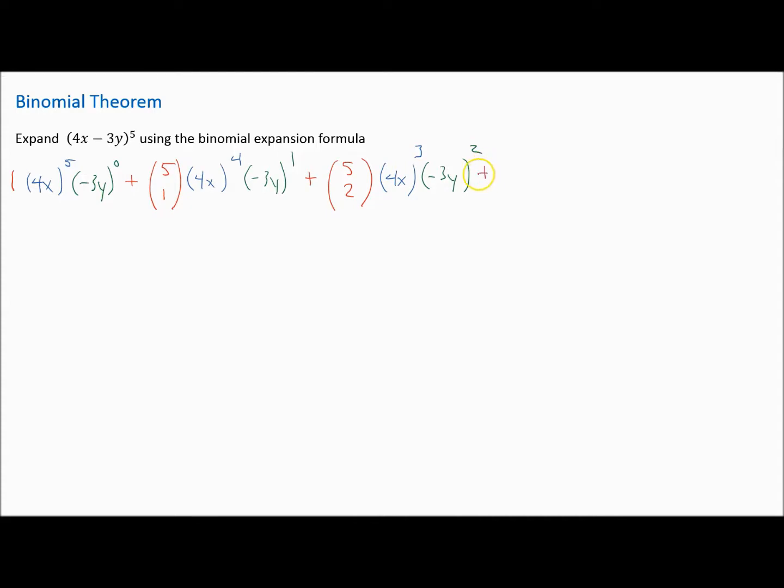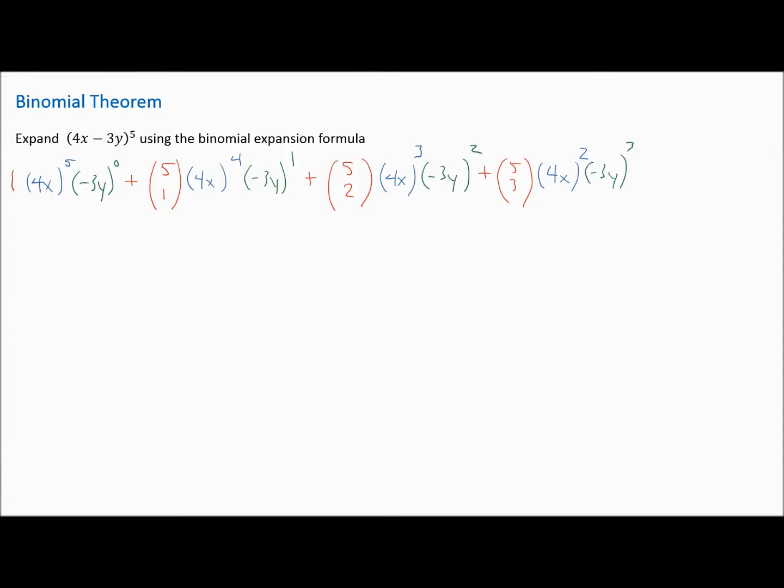Plus, my next binomial coefficient is going to be 5 choose 3. Okay? And then my first term, the exponent is going to be, it's counting down, remember? So it's 5, 4, 3. Now this is a 2. On the other hand, my second term, the negative 3y, is counting up. So 0, 1, 2, this is to the third.